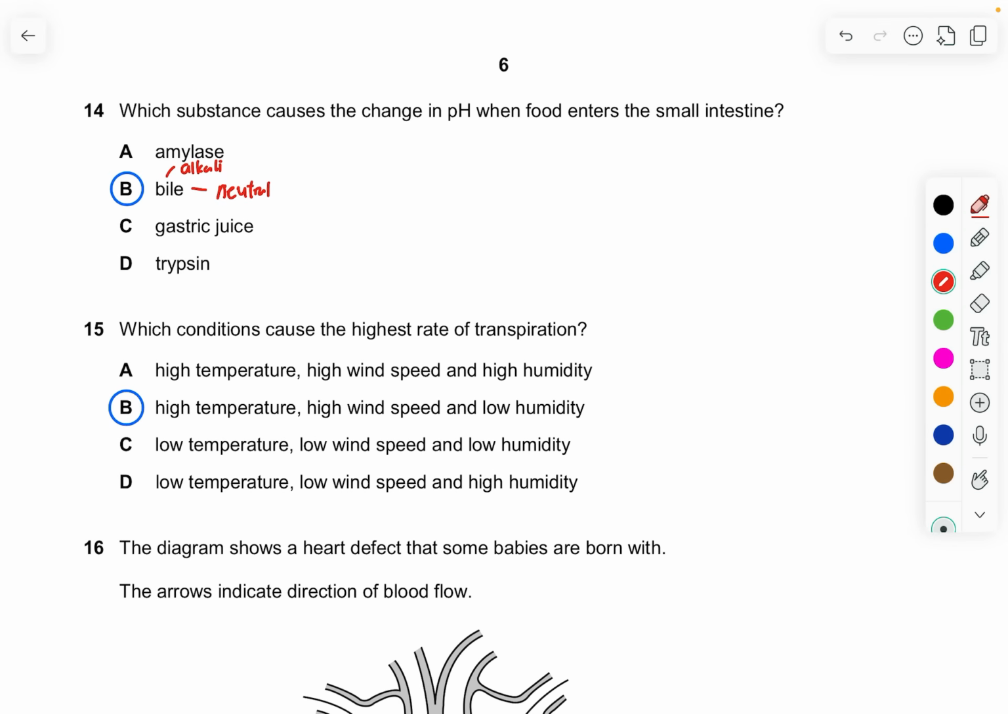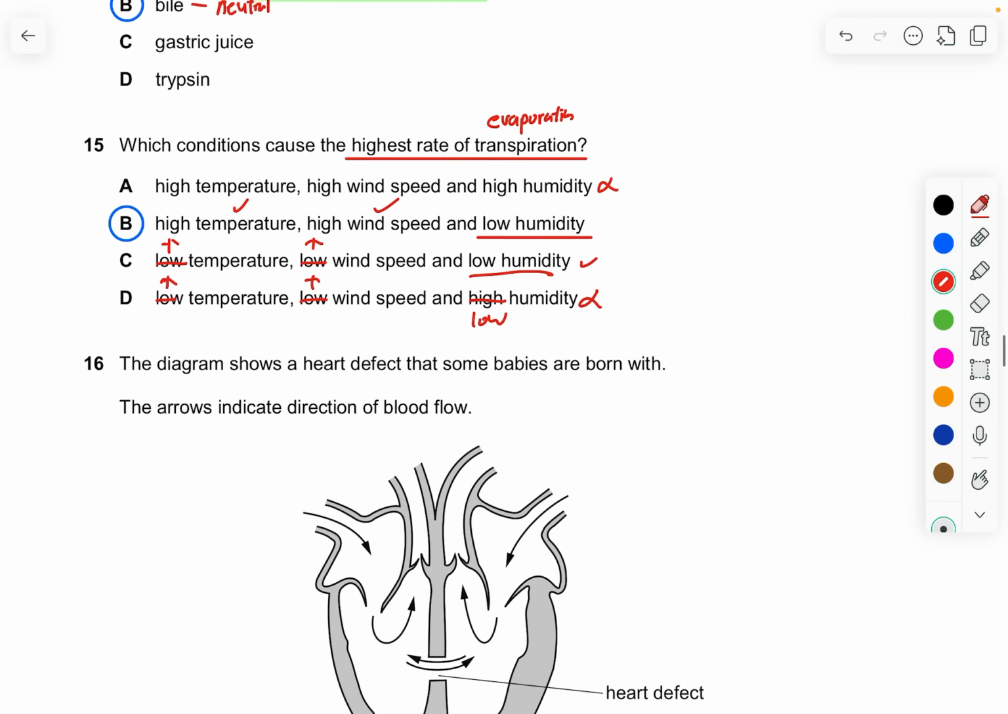Question 15. Which conditions cause the highest rate of transpiration? The highest rate of transpiration is very similar to the highest rate of evaporation. If you have higher temperature, higher wind speed means more molecules are being moved, and then lower humidity, then definitely the answer will be B. The rest, like high temperature, high wind speed, high humidity, are wrong. It must be higher temperature, higher wind speed, and low humidity. So the answer is B.